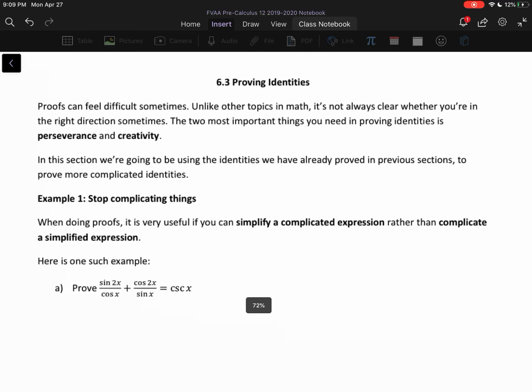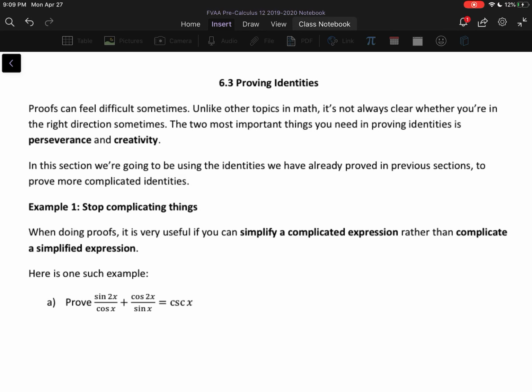6.3, Proving Identities. We're really getting into the meat of this chapter here, which is all about proofs, what we've been talking about from the beginning, but we've just been setting up to this point.